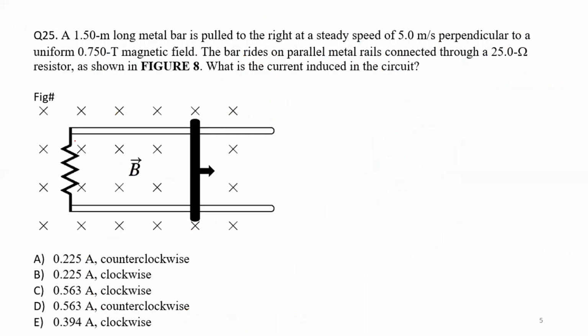Same as before. So here I give you L, which is 1.5 meters. So it's pulled to the right. And I give you the steady speed, v is equal to 5 meters per second, as you can see here. And I give you the uniform magnetic field, B, pointing inward, and B is 0.75 Tesla. So the bar rides on a parallel metal rail, and I give you R as well, 25 ohms. What is the current induced in the circuit?